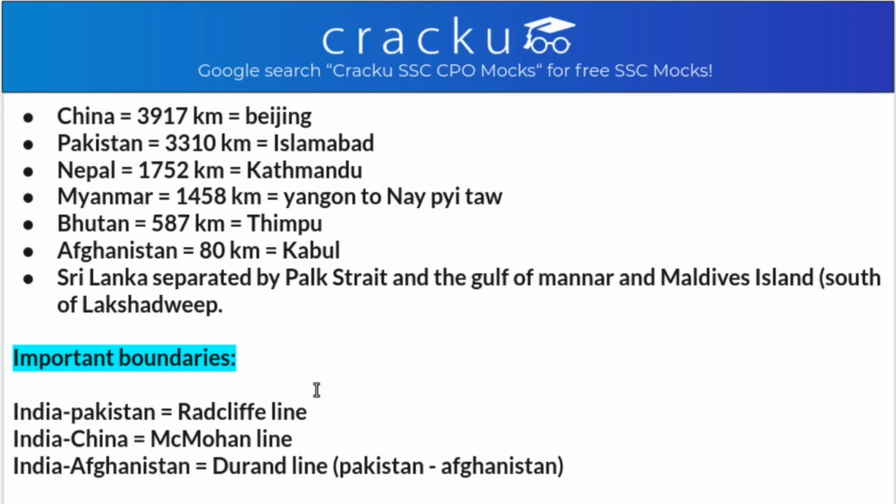Now what are the important boundaries and what are they called? The boundary between India and Pakistan is called the Radcliffe Line, the boundary between India and China is called the McMahon Line, and the boundary between India and Afghanistan is called the Durand Line. The portion that is the boundary of Afghanistan and India is under POK. Even the boundary between Pakistan and Afghanistan is the Durand Line, but I consider POK still to be a part of India. So it is the Durand Line, India and Afghanistan.